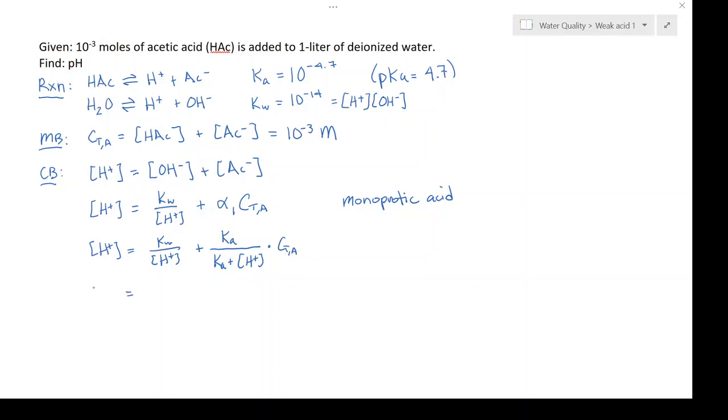The next step, I'll make substitutions. So hydrogen ion, 10 to the minus 14 for the Kw over H plus, the Ka value is 10 to the minus 4.7, over 10 to the minus 4.7 plus hydrogen ion, and this is times 10 to the minus 3. So now I have an equation where hydrogen ion is the only variable, and I can solve it.